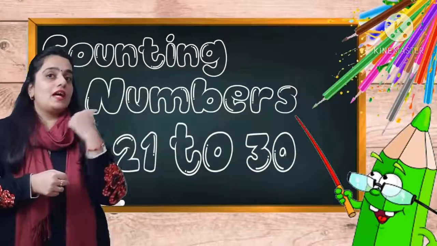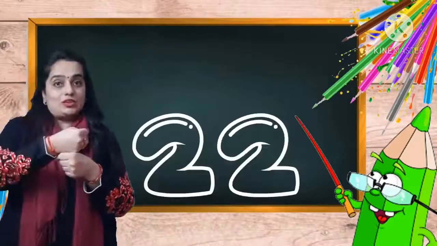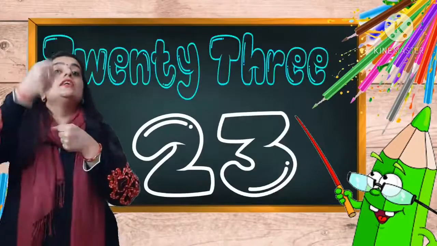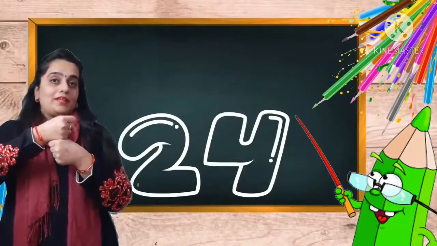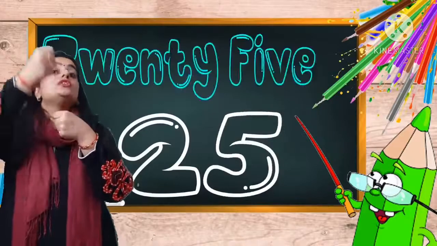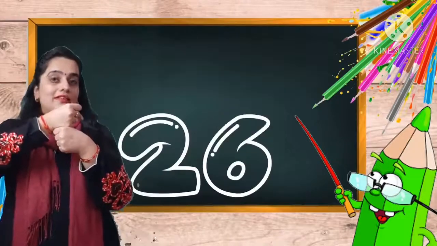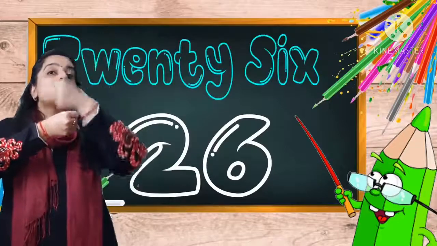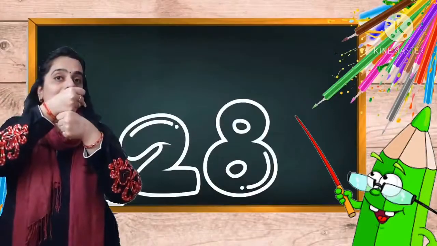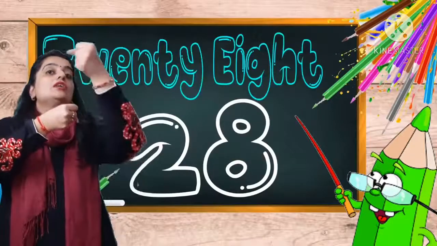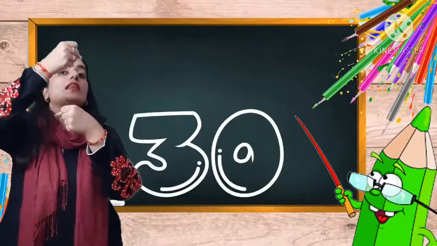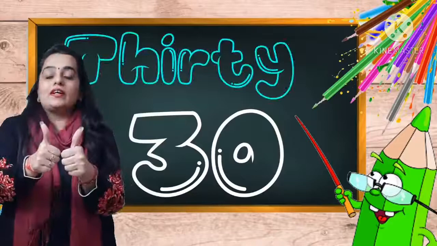21, look here. Then number 22, then 23, then 24, very good, then 25, then 26, very good, then number 27, then number 28, then number 29, and then what comes after 29? Number 30. Very good. Well done.